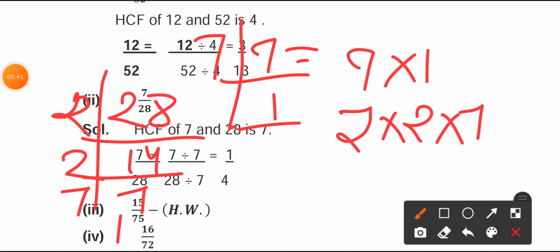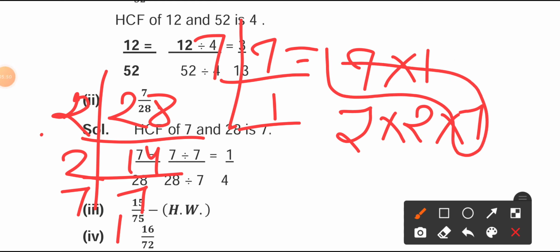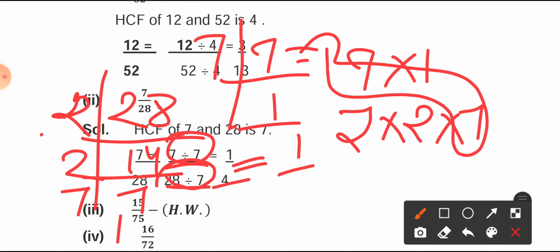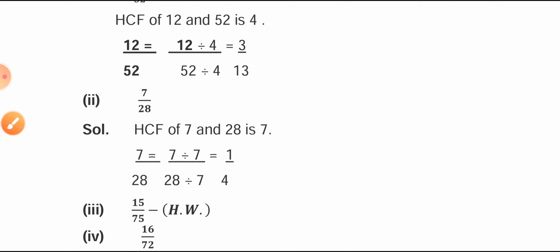So here the common factor is only 7. It means the HCF here is 7. So you have to divide both numerator and denominator by 7. 7 divided by 7 is 1, 28 divided by 7 is 4. So 1 by 4 is the simplest form of 7 by 28.